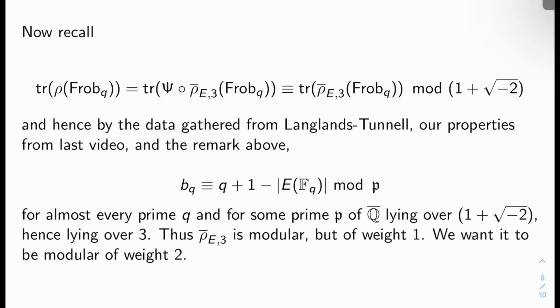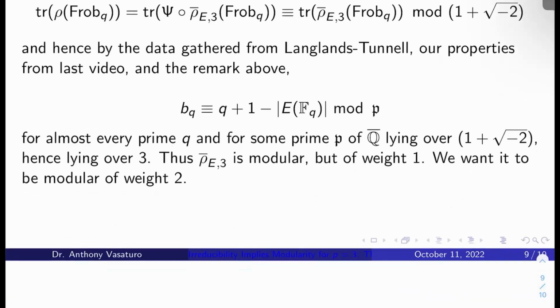and then the remark I just gave you, you tie that all together, what you end up with is that b_q is congruent to q plus 1 minus the number of F_q points on E mod frak p for almost every prime q, and for some prime frak p of Q bar lying over 1 plus root negative 2, the ideal. But 1 plus root negative 2 lies over 3, right? So this prime frak p lies over 3.